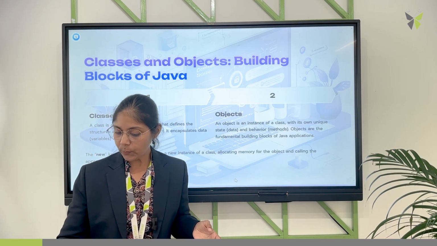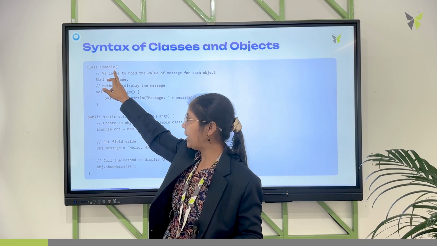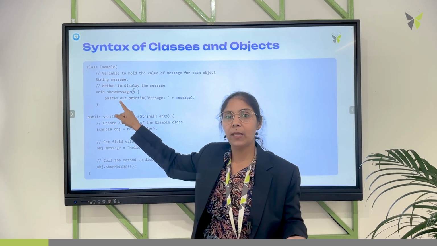Just to show you one simple example, this is the syntax in which we create a class and also create an object of that class. Here we are creating a class called Example, declaring a variable in this class called message, and also one method called showMessage. This indicates my state, and this indicates my behavior.